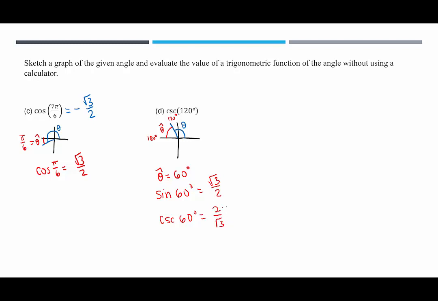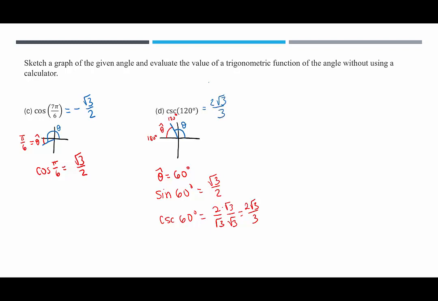I want to rationalize the denominator, so I'm going to multiply by root 3 over root 3, and I end up with 2 root 3 over 3. Yay, rational denominator. And because cosecant is positive in quadrant 2, that means that cosecant of 120 is equal to cosecant of 60. So my final answer will be 2 radical 3 over 3.